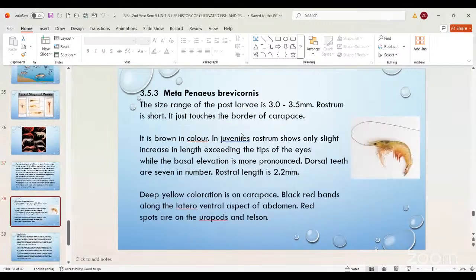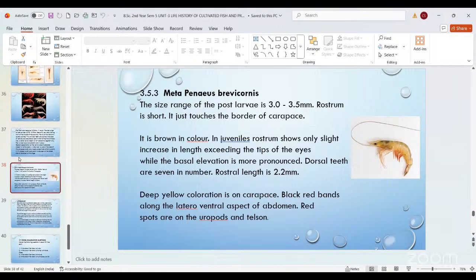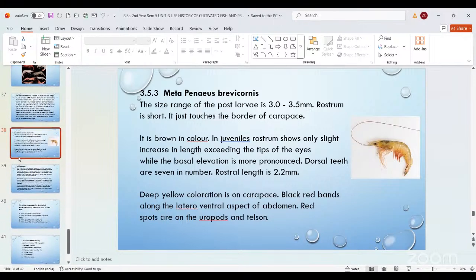The next one is Metapenaeus brevicornis. The size range of the post-larvae is 3 to 3.5 mm. Rostrum is short. It just touches the border of the carapace. It is brown in color. In juveniles, rostrum shows only slight increase in length, exceeding the tips of the eyes, while the basal elevation is more pronounced. Dorsal teeth are 7 in number. Rostral length is 2.2 mm.